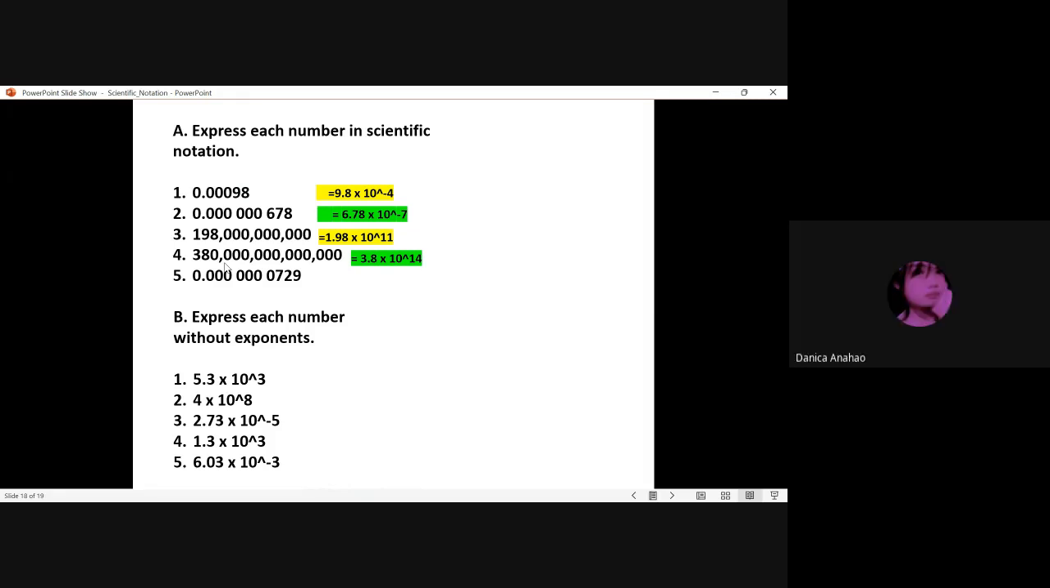Ulatan po. 7.29 times 10 to the negative 7. To the negative 7, 3, 6. Is it 7? I-count it again. Bilangin mo ulit. Balikan mo. 7.29 times 10 to the negative 6 po. Hindi po.